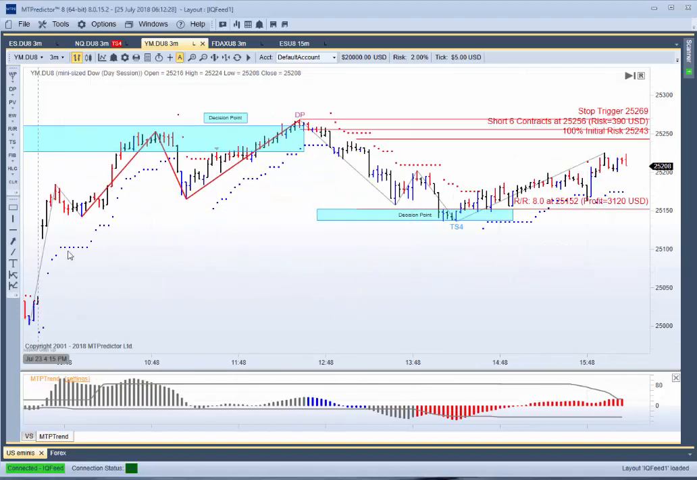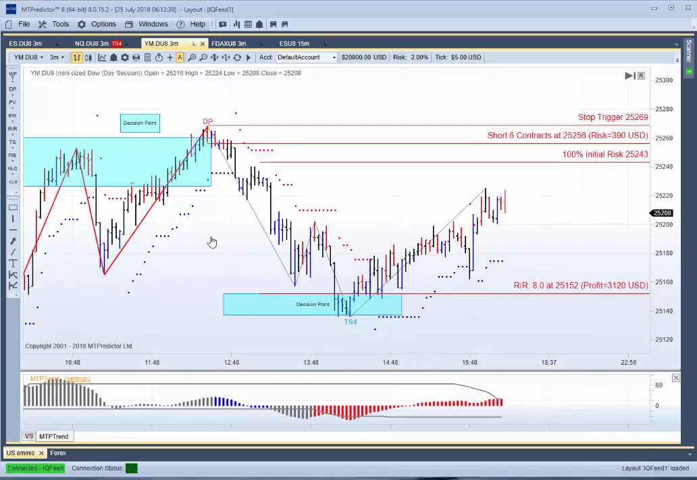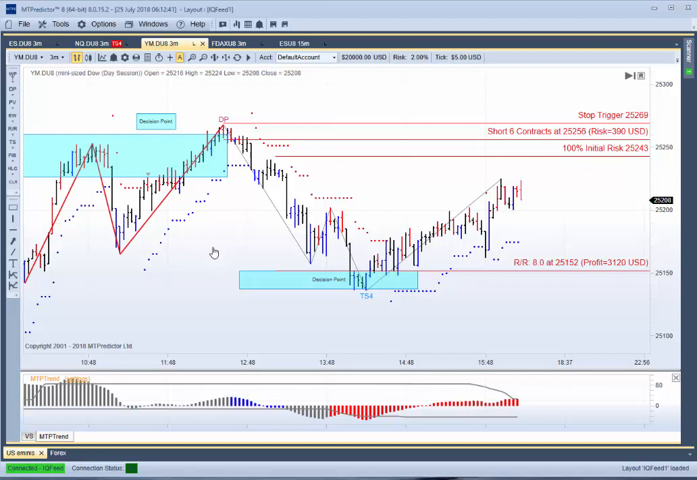That wasn't quite the low of the day because it came in a bit earlier right at the start, but was certainly captured one of the biggest swings throughout the day. So that's a great example of how to use MTPredictor with multi-time frame analysis.